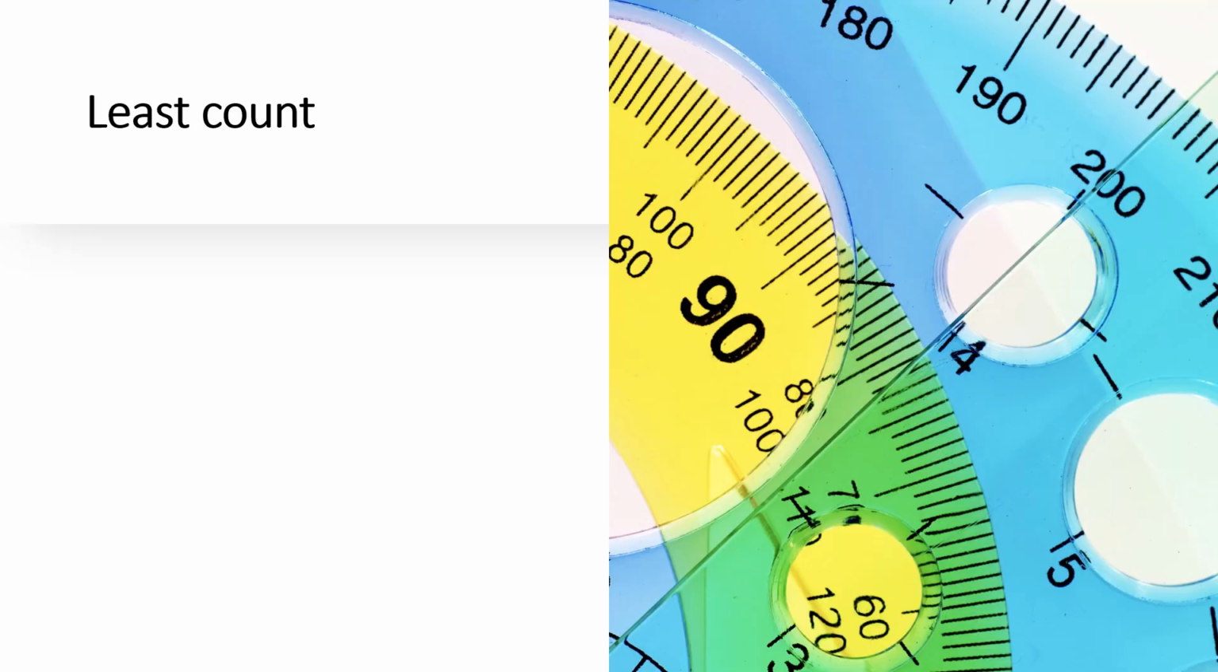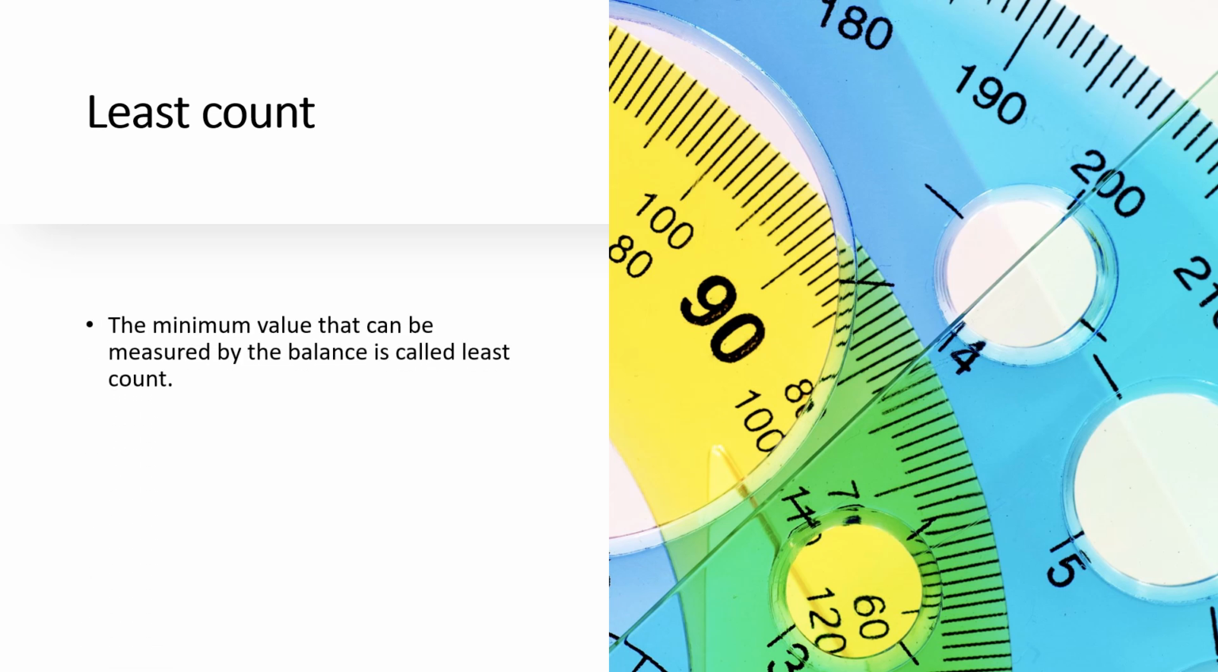Here we will discuss the least count. The least count is the minimum value that can be measured by the balance. That means it is the minimum value detected by the balance. So let's understand with an example.